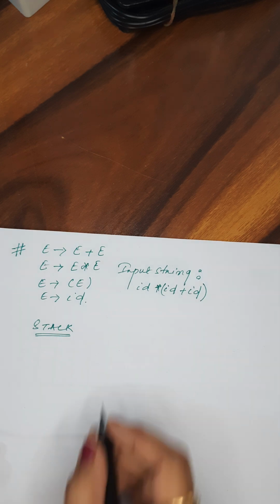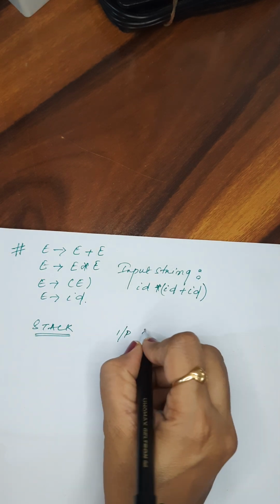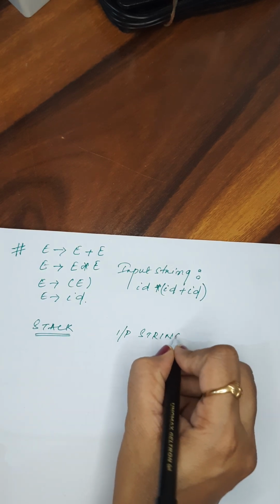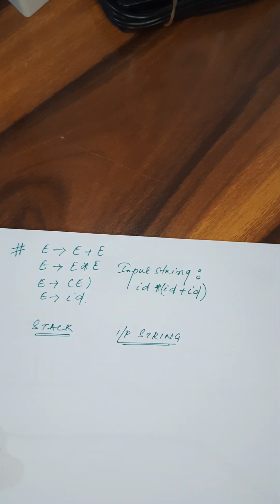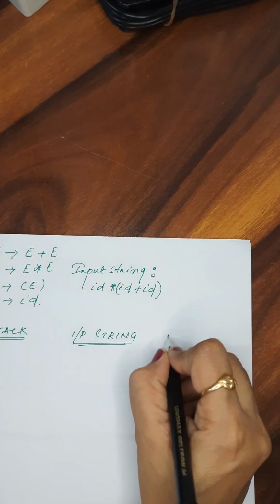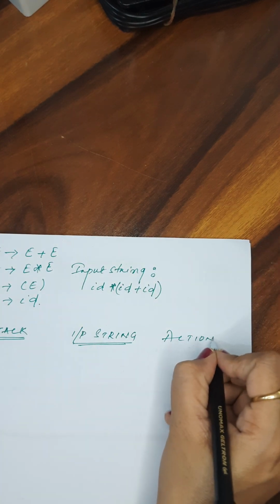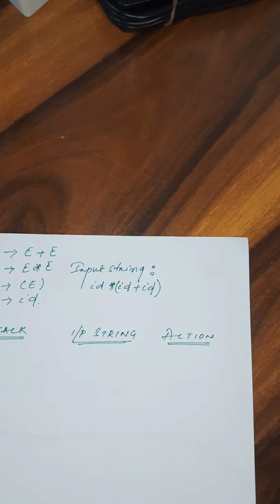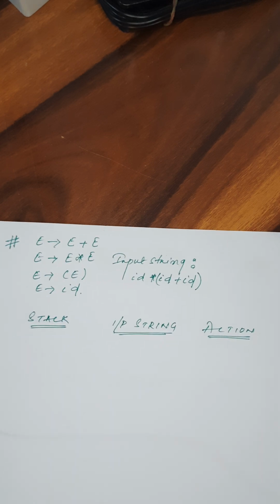Okay. Then the input string. Okay. Then the third one is your action. What action? I have already told you, a shift reduce parser has two types of actions. One is your shift action, another one is your reduce action. Okay. Now see what to do, how we will start.